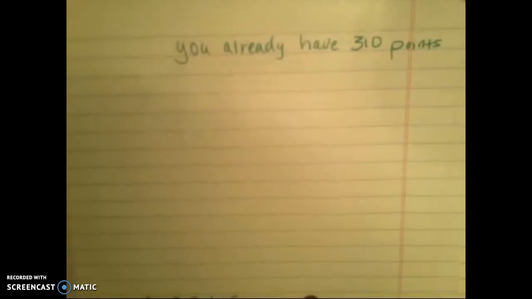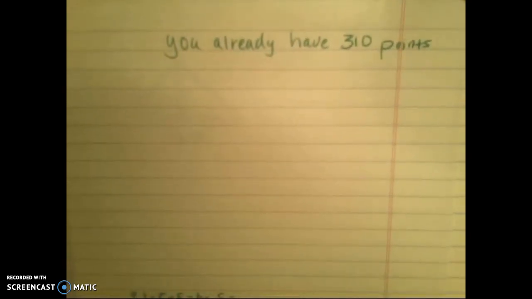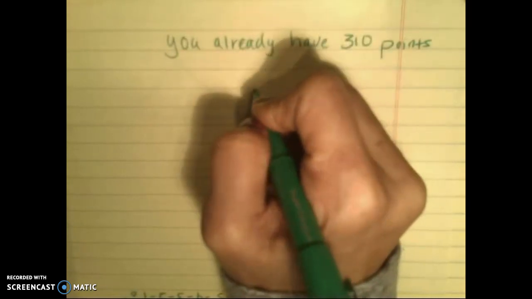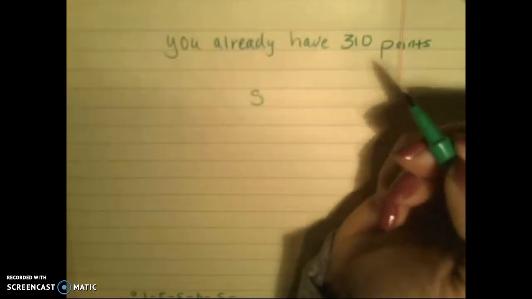The next problem is number 9. We had great conversations about this. It says, in a game, you pilot a spaceship and gain a point for every asteroid you destroy. The game ends when your ship is hit by an asteroid. You already have 310 points. So the solution to this problem is your score, then it asks you to describe your possible final score.